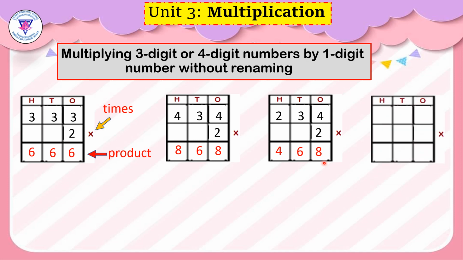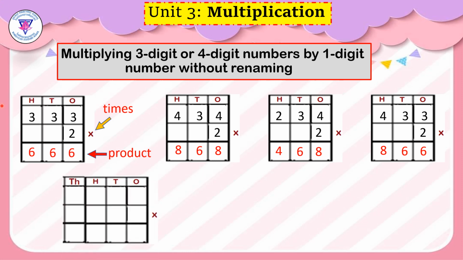Let's proceed to the next example, which is 433 multiplied by 2. So we have 3 times 2 is 6. 3 times 2 is 6. Then 4 times 2 is 8. Let's proceed to the next example.